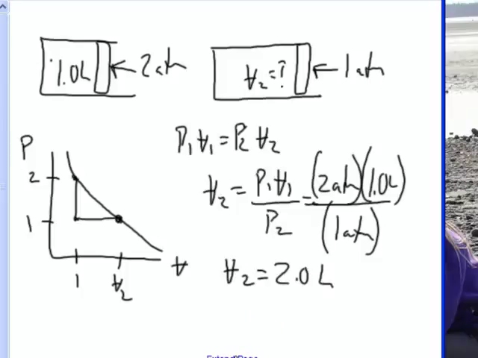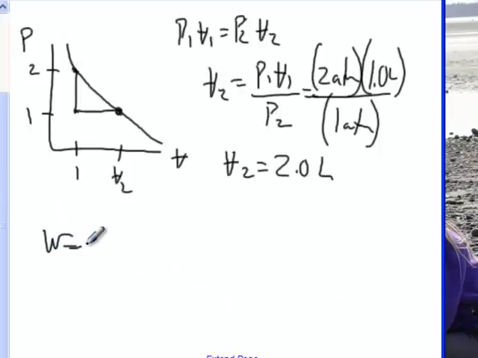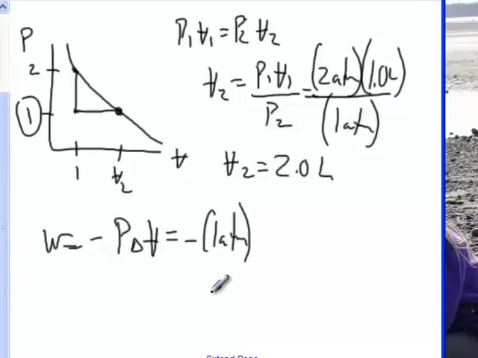Alright, I'm trying to find work here is what I'm trying to find. And work is equal to minus pressure times delta V. Well, the pressure that we're talking about is the pressure during the expansion, and that's 1 atmosphere. So I'll plug that in here, times the change in volume. Well, it started out at 1 liter, and it went up to, we found, 2 liters. So the change in volume is 1 liter. Well, if I multiply these two together, I get 1 liter atmosphere of work. Doesn't seem like much of a unit of work, but it is.